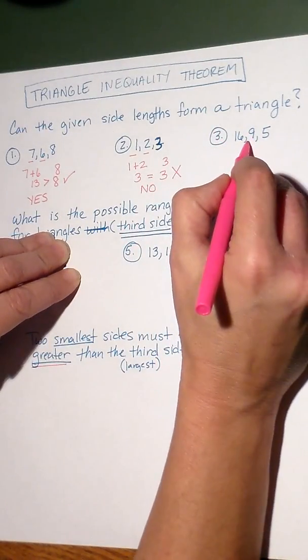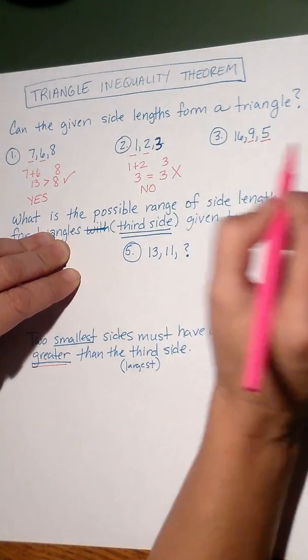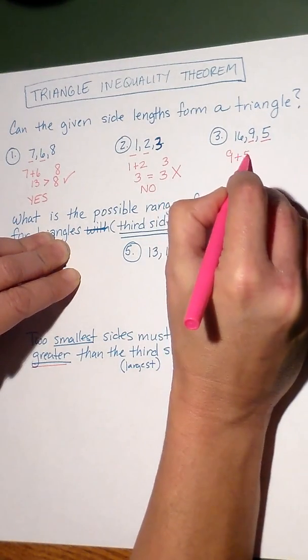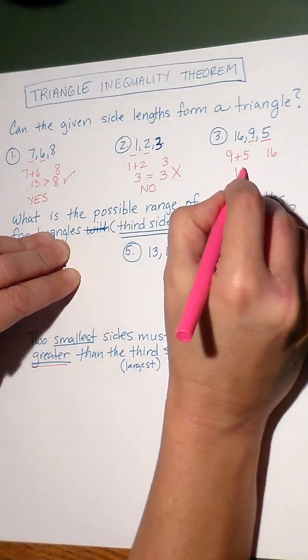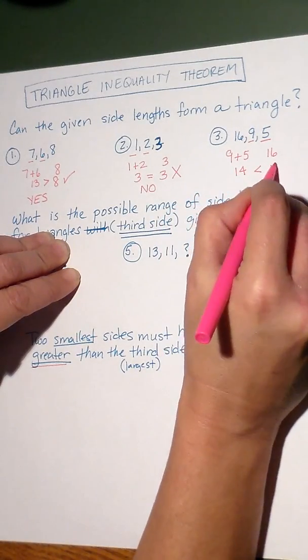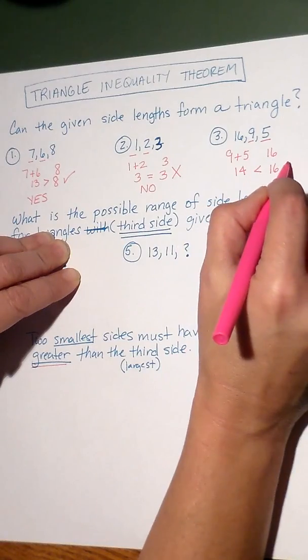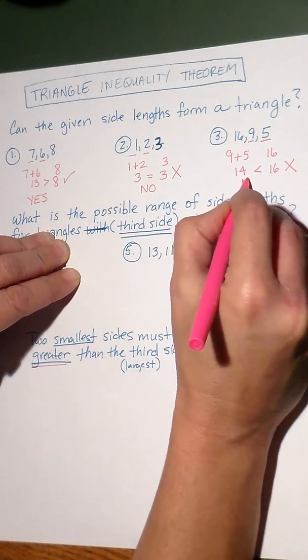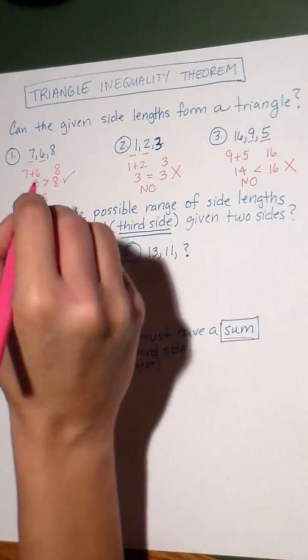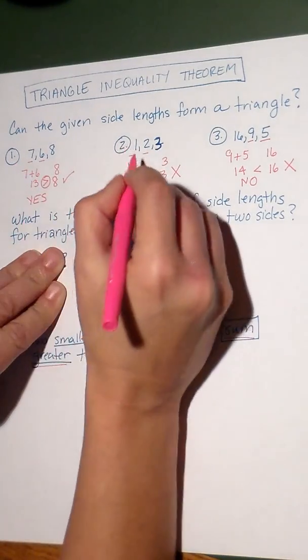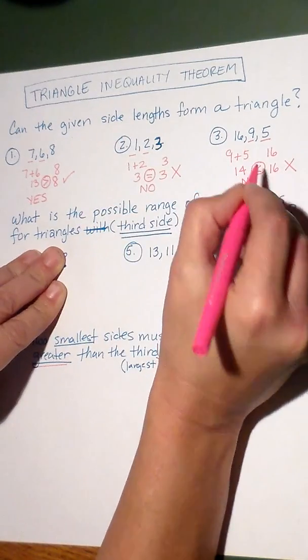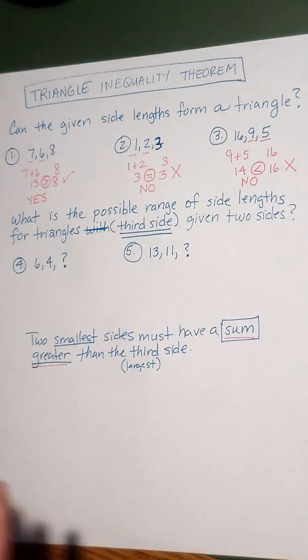So let's look at this one. Our two smallest sides are 9 and 5. So I'm going to compare 9 plus 5 to 16. 9 plus 5 is 14. 14 is actually less than 16, so this is not a triangle either. So only number 1 is a triangle. Here we're equal, here we're less than. The sum of the two smaller sides has to be bigger than the larger side.